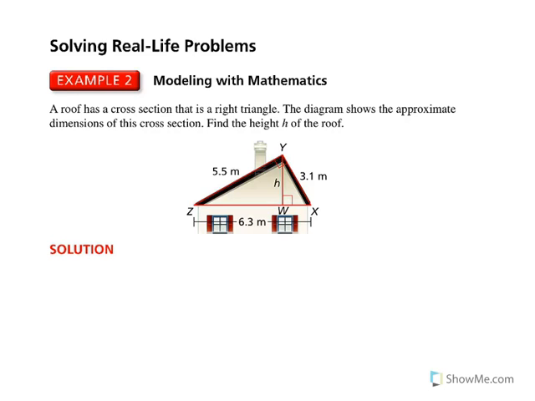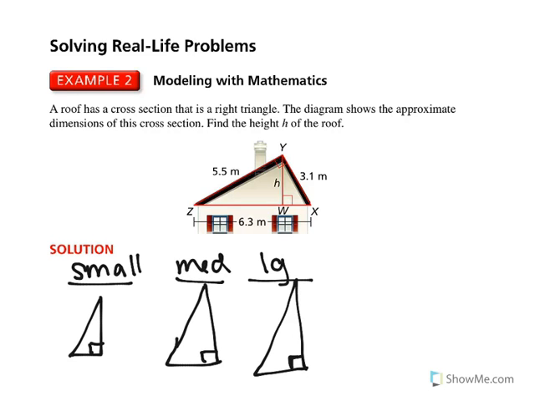label what we know. Okay, so on my small triangle, I'm going to label it in red. Okay, my total height, so my altitude is H. The small part of my leg, we don't know. And then we have our hypotenuse, which is 3.1.